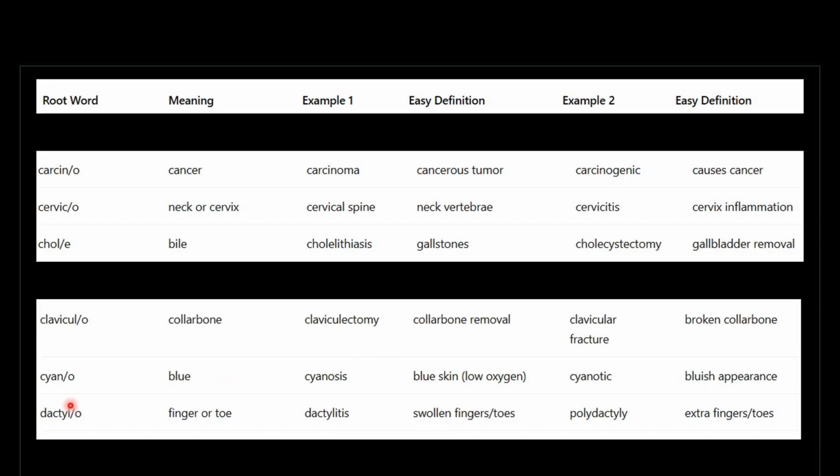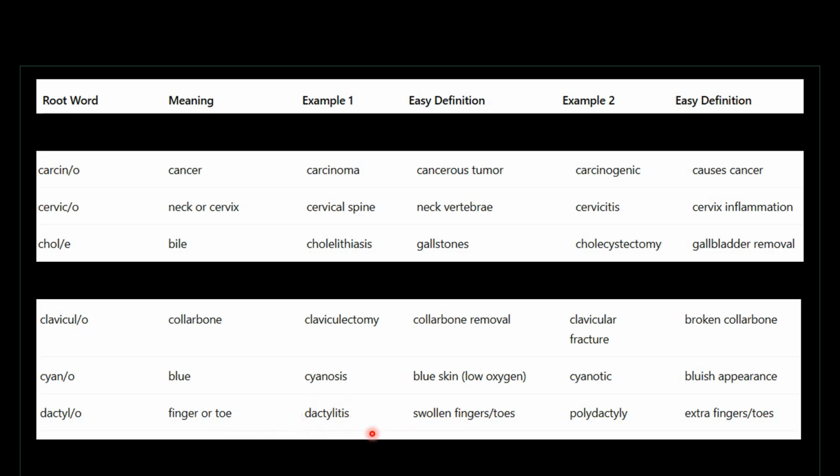Then we have cyan or cyano. Mostly it is used as a prefix, but yeah, here sometimes, if the skin is bluish in color, in that case this terminology can be used, cyanosis. But I would say to consider it as a prefix, not as a root word. Likewise, we have cyanotic. Cyanotic is a bluish appearance in the body, that's why we are using cyanosis. Last we have dactyl or dactylo, which is nothing but a finger or a toe.